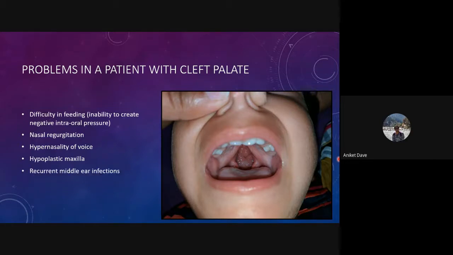The muscles of the soft palate, the levator and the tensor veli palatini, originate around the eustachian tube. Because of the abnormal insertion of these muscles, the eustachian tube's draining function is also abnormal, and this can result in recurrent middle ear infections in these children.